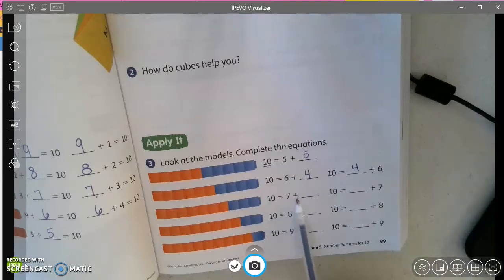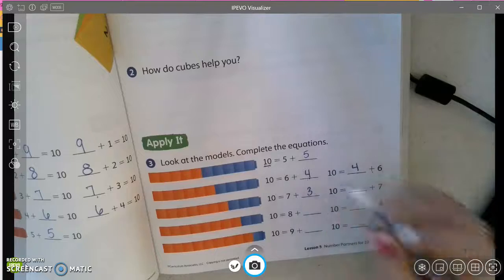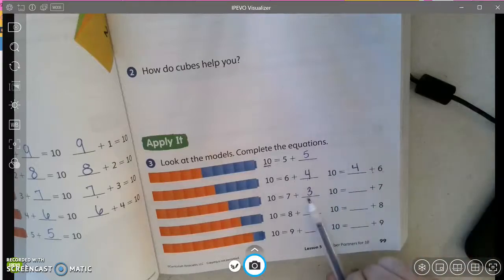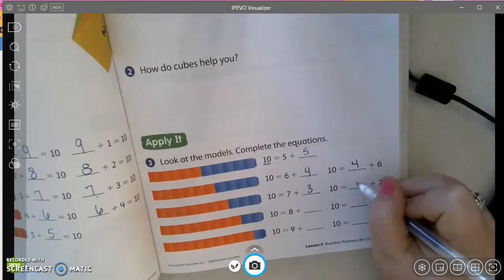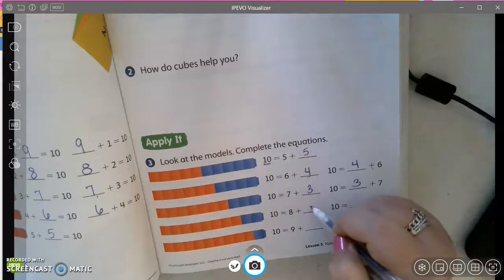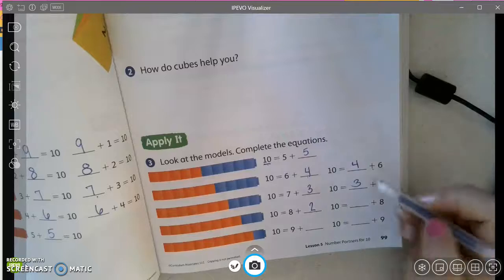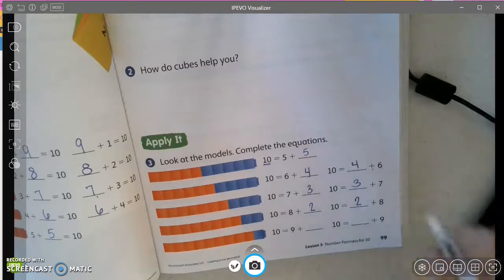10 equals 7 plus, how many blue cubes do you have? 3. 10 equals, the reverse back of this is 3 plus 7. That's a weird looking 3. 10 equals 8 plus 2. And the reverse back, 10 equals 2 plus 8.